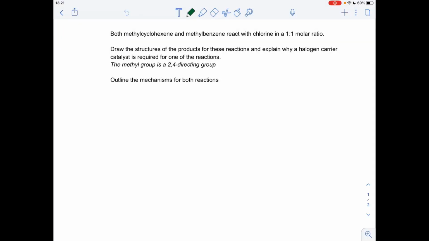A-level chemistry quick test video on organic reaction mechanisms. So the question's on the screen. If you want to pause the video, have a go and then play on for the answers. Okay, so the first part of the question, we've got to come up with the products for the reactions.